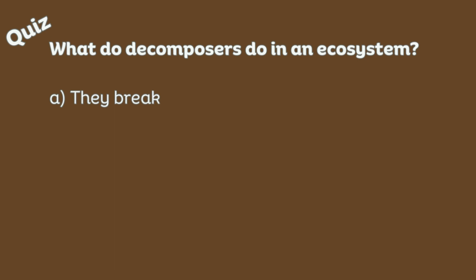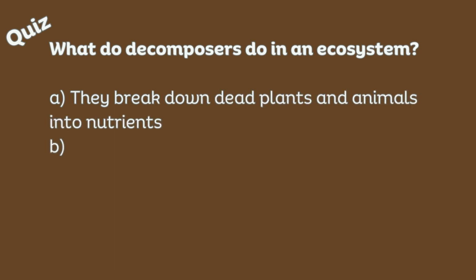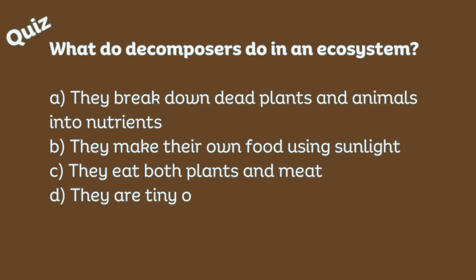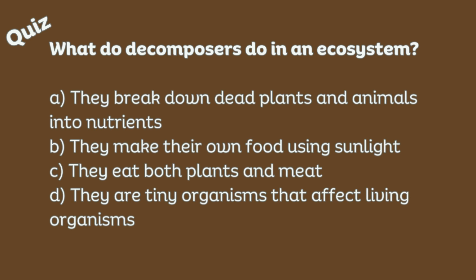What do decomposers do in an ecosystem? A. They break down dead plants and animals into nutrients. B. They make their own food using sunlight. C. They eat both plants and meat. D. They are tiny organisms that affect living organisms.